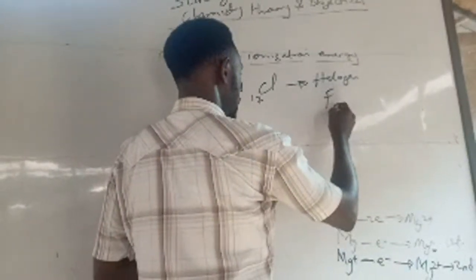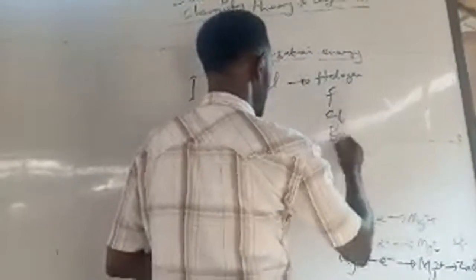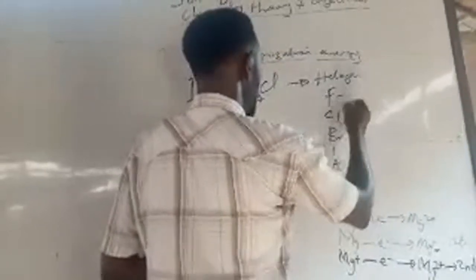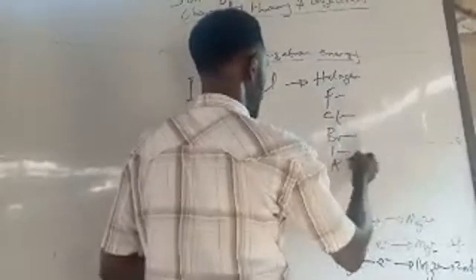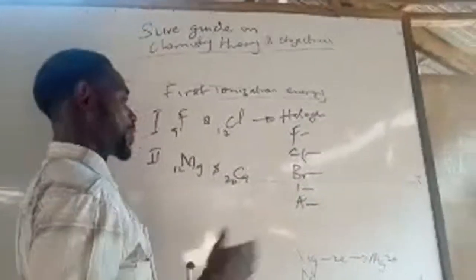That's the element you can use: fluorine, chlorine, bromine, iodine as a starting mnemonic. That's Football Club Barcelona International as starting. Of course, just learn. This is the cheat.